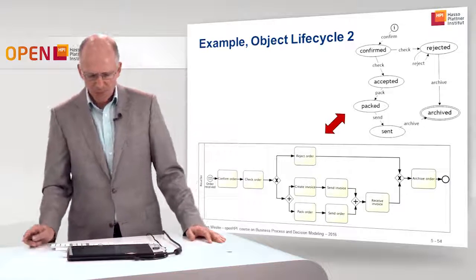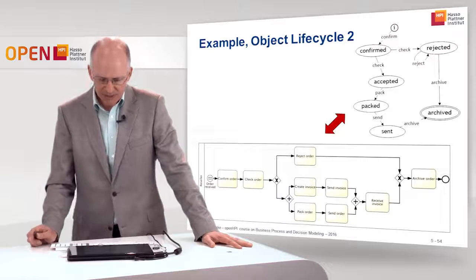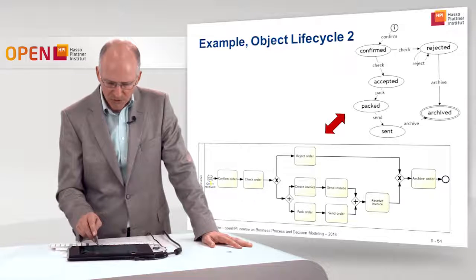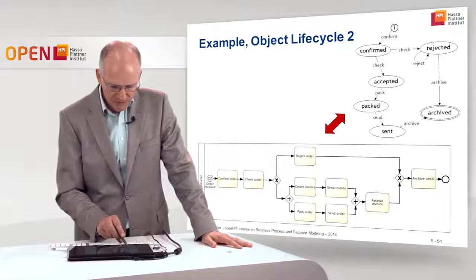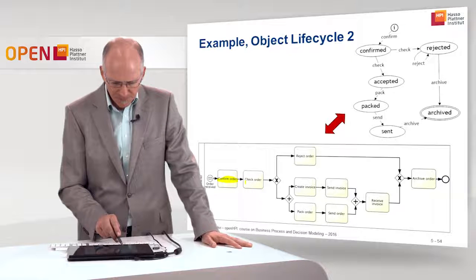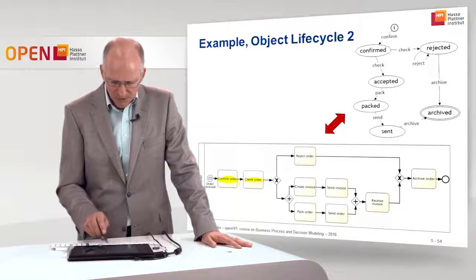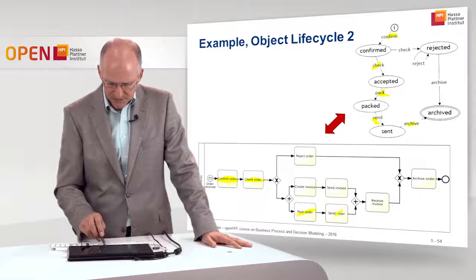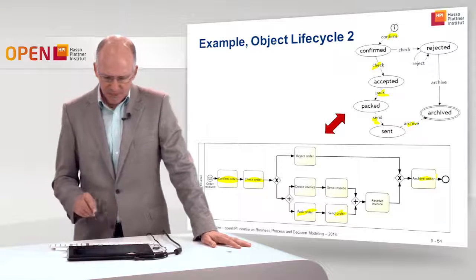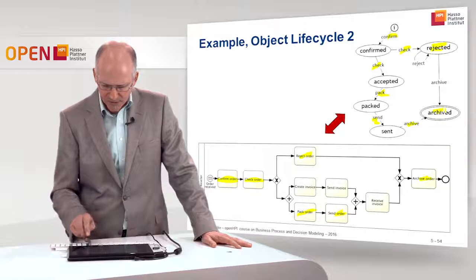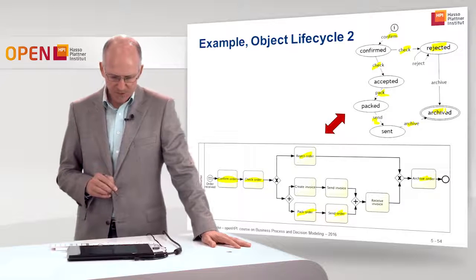Example 2, here we have the original object lifecycle we've seen before, and here we immediately see that all state transitions that are used by the process are also possible in the object lifecycle of the order data object. Here, confirm, check, pack, send, archive. But it is also possible after the check activity to go to the reject case. So here we have the reject order, and after rejecting I can archive the order. Therefore, also in this case everything would be correct.